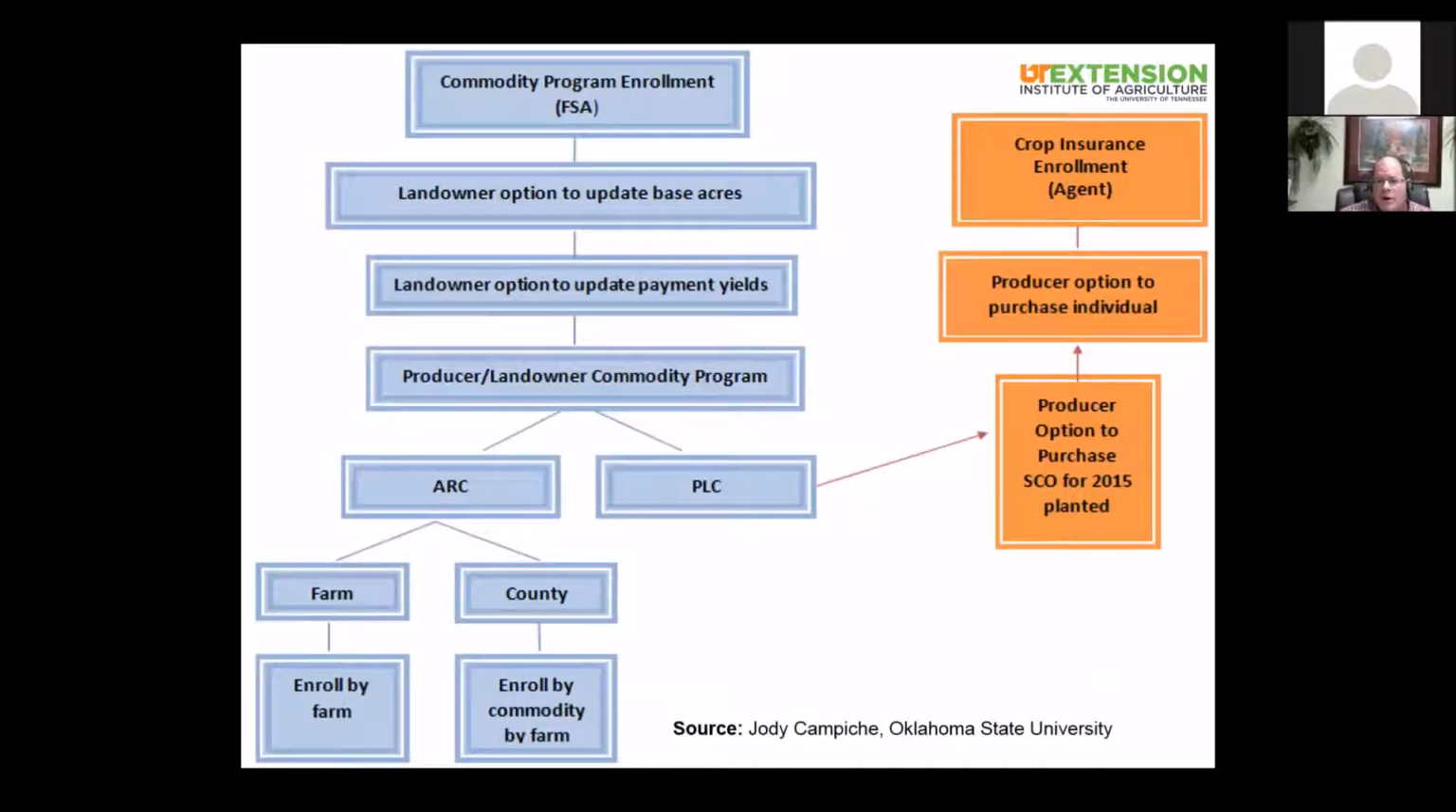And just to quickly look at the little decision tree of how these programs work, I won't talk much about that. If you're a crop insurance agent, that's your producer option to purchase additional coverage. If you go the PLC route, you can purchase SCO, and if you're a cotton producer, you can purchase STAX cotton on that. All right, that kind of ends my STAX.